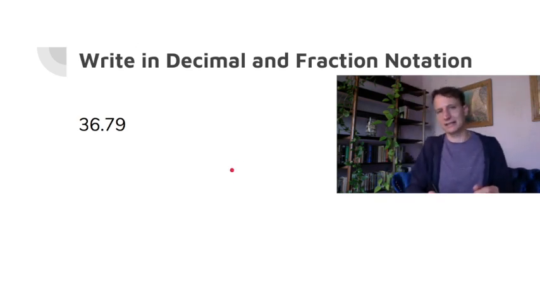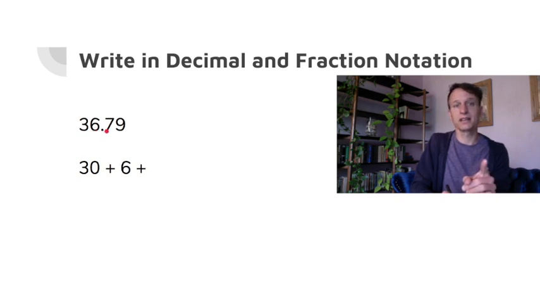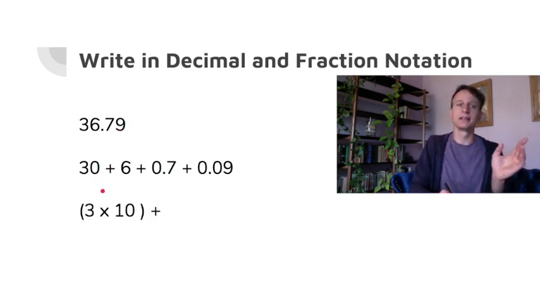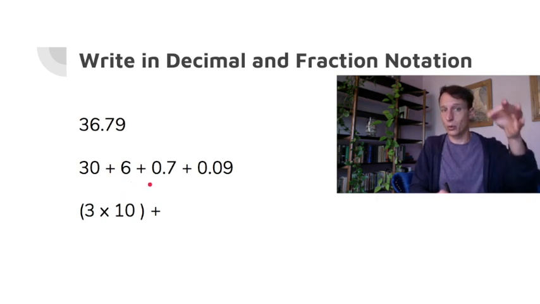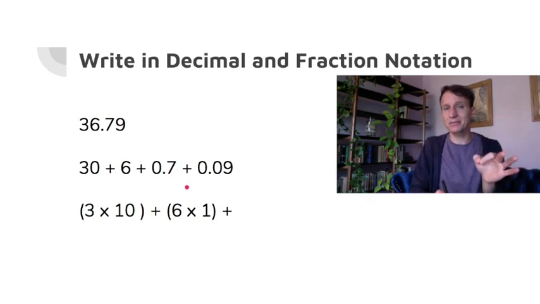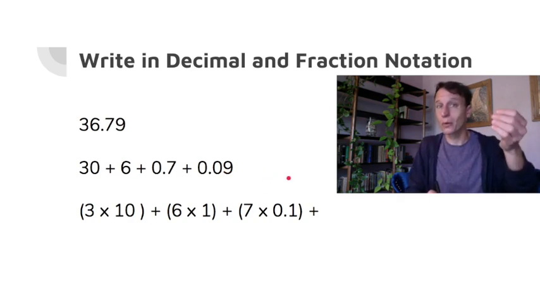We are going to write these in first simple expanded form, and then in the expanded form with multiplication, both decimal and fraction. Okay, so we have 30, plus 6 plus 7/10 plus 9/100ths. Okay, so now the 30 is 3 times 10. 6 is 6 times 1. Watch that one, it can be tricky. 7/10 is 7 times 1/10. 9/100ths is 9 times 1/100th.